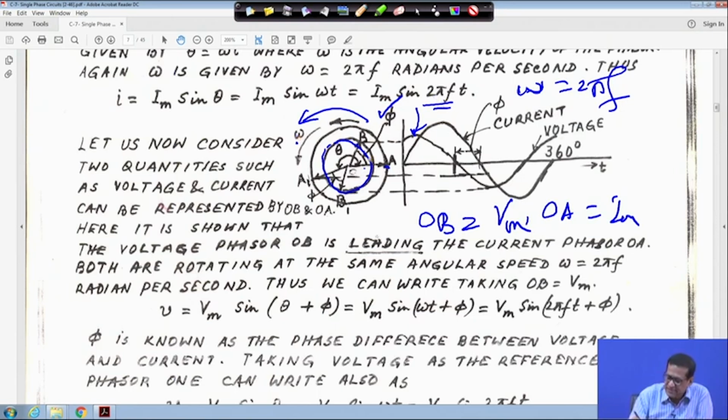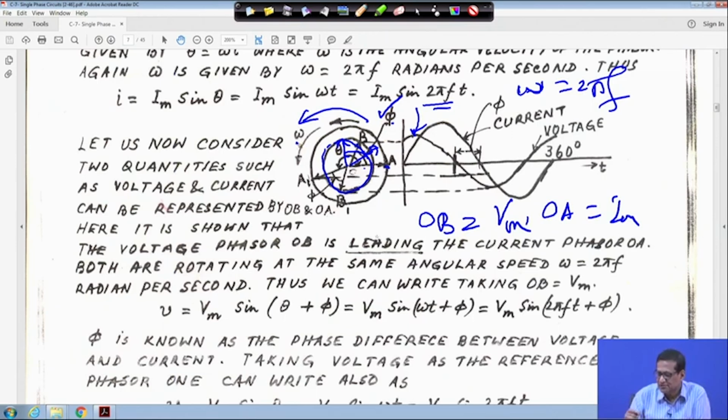In that case, as this is moving, the angle between B and A, whatever the position, angle phi will remain constant. For example, if B is somewhere here and A is somewhere here, this angle phi always remains constant, because both are moving together in the anti-clockwise direction, as the frequency is the same.